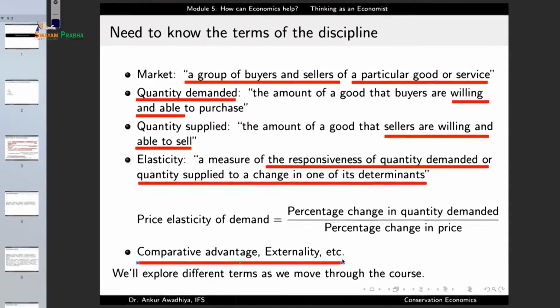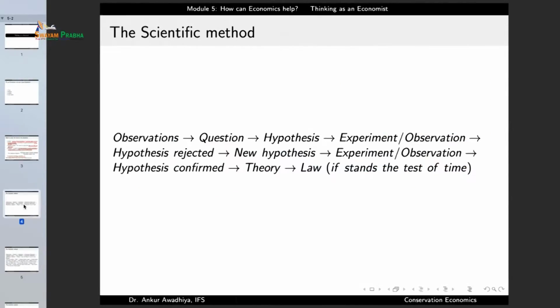There are also other terms such as comparative advantage, externality, and so on. And we'll explore all these different terms as we move through the course. Next, let us have a look at the methods of economics. And the most important method that we make use of is the scientific method.